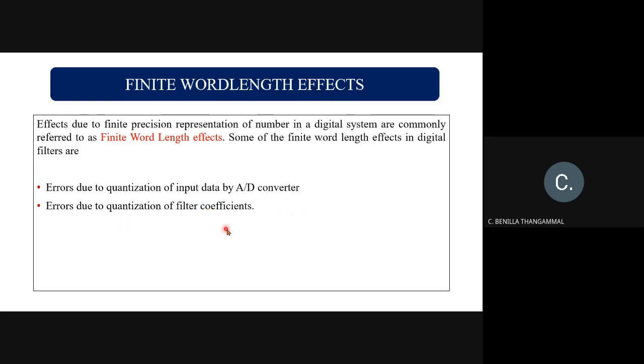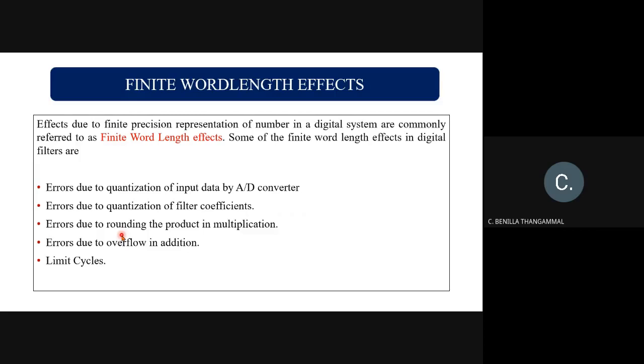Then errors due to quantization of filter coefficients. After finding the filter coefficients, they should be stored in the register for future calculation. While quantizing the filter coefficients also, errors will get introduced. Next is errors due to rounding the product in multiplication. In IIR systems, while obtaining the product in multiplication, due to rounding, the error will get introduced. Then errors due to overflow in addition. The last one will be the limit cycle.